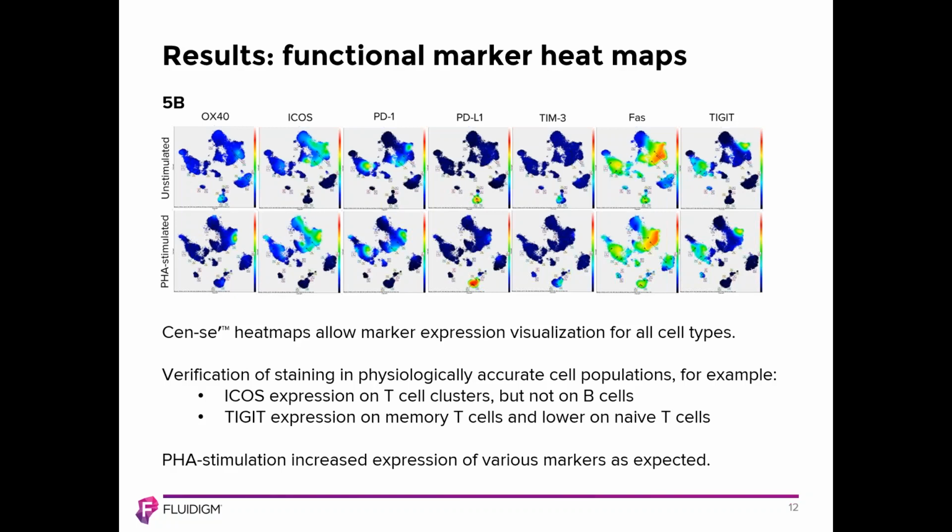and is physiologically accurate. For example, we can look at ICOS expression, which is centered around the T cell clusters, but not expressed on B cells. Or we can look at TIGIT expression, which is showcased in particularly memory T cells, but not even within the naive T cells, indicating that the staining patterns we're observing are in line with what is known scientifically.